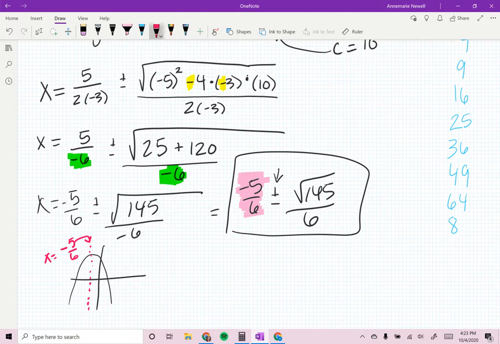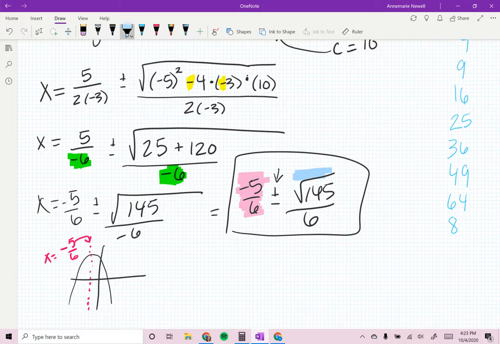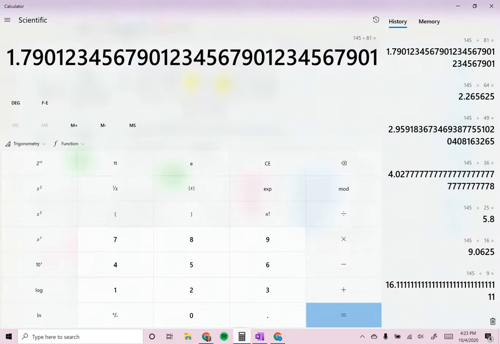And so that's right in the middle, but we need to get to each of our intercepts. And our intercepts are either plus a certain number or minus a certain number. So we are actually adding the square root of 145/6. Well, what is that? Let's go here. How do I find square root?